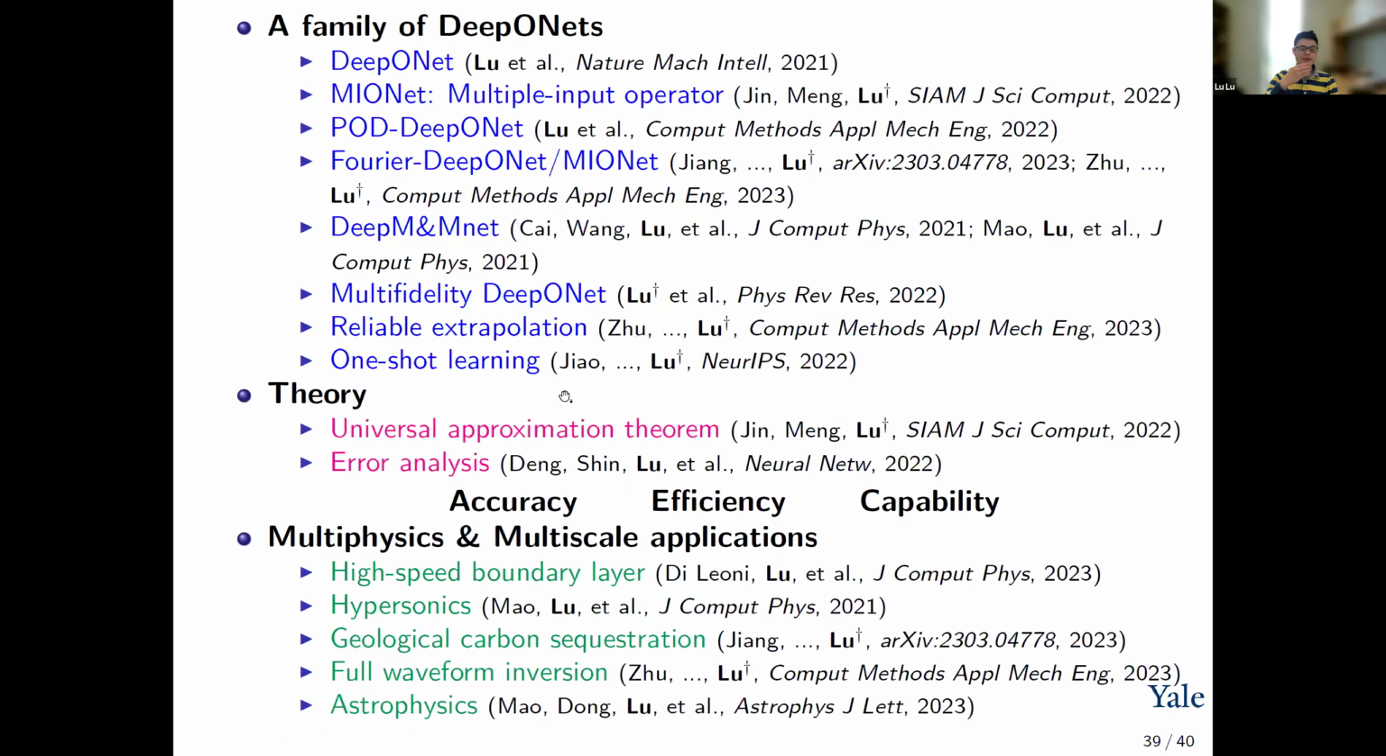So in addition to the few deep nets I discussed today, we have also many other different versions of deep nets. For example, multiple input deep net, multi-fidelity deep net, and also we have recent work on one-shot learning. We have also applied these networks for different applications and have some theoretical analysis.